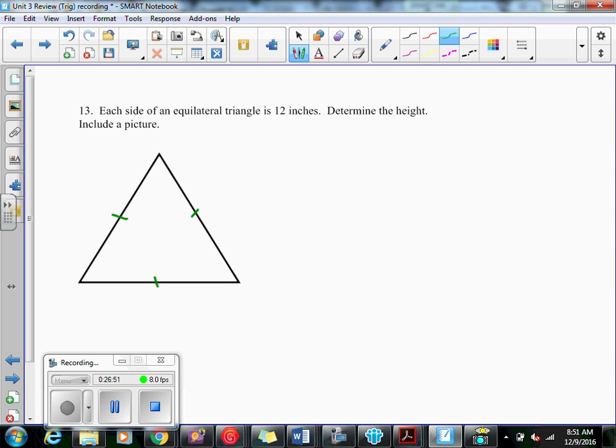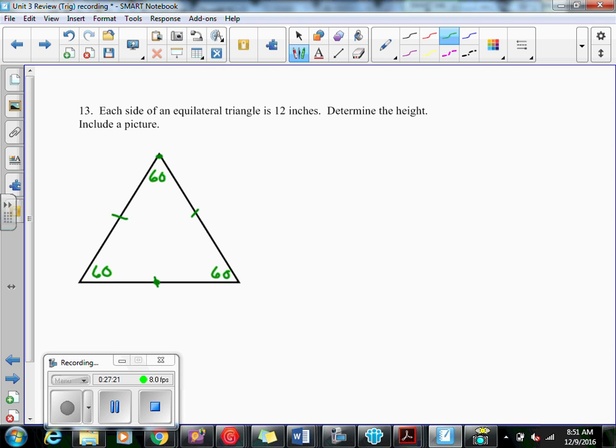Well, if all the angles are equal, that means every angle is 60 degrees, because the whole triangle has 180 degrees. Divide that by 3, and each angle will be 60. So 60 degrees here, 60 degrees here, and 60 degrees up here. But this is asking us to find the height of the triangle. So the height of the triangle means what is the distance from the vertex, which is up here, to the side opposite that vertex, which would be this side down at the bottom.